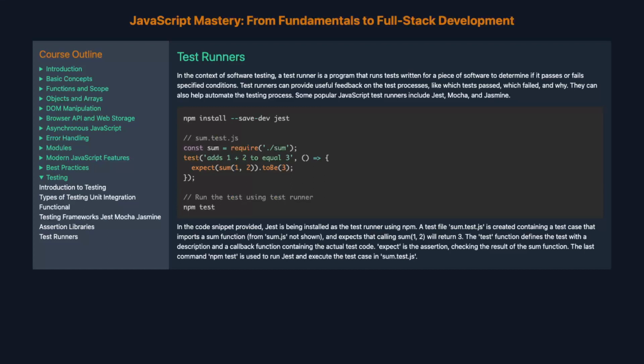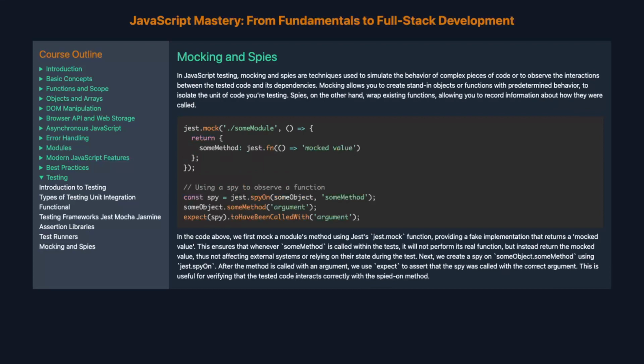A test file sum.test.js is created containing a test case that imports a sum function from sum.js, not shown, and expects that calling sum(1, 2) will return 3. The test function defines the test with a description and a callback function containing the actual test code. Expect is the assertion, checking the result of the sum function. The last command, npm test, is used to run Jest and execute the test case in sum.test.js.